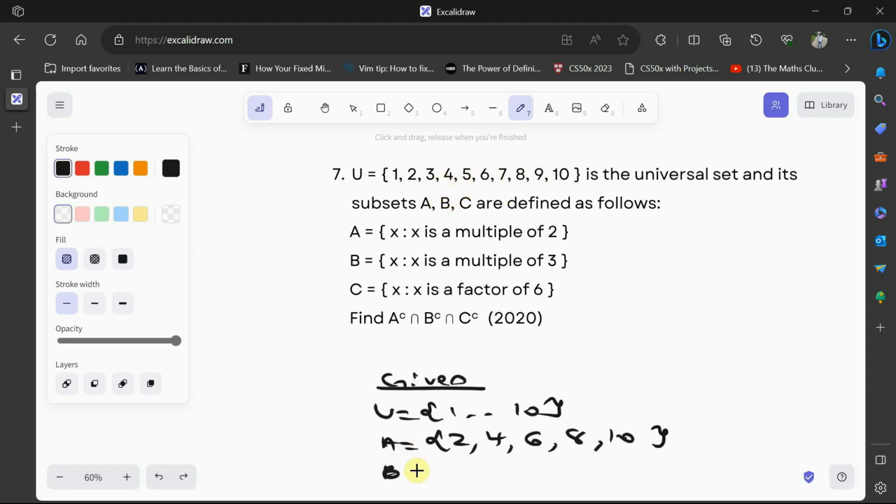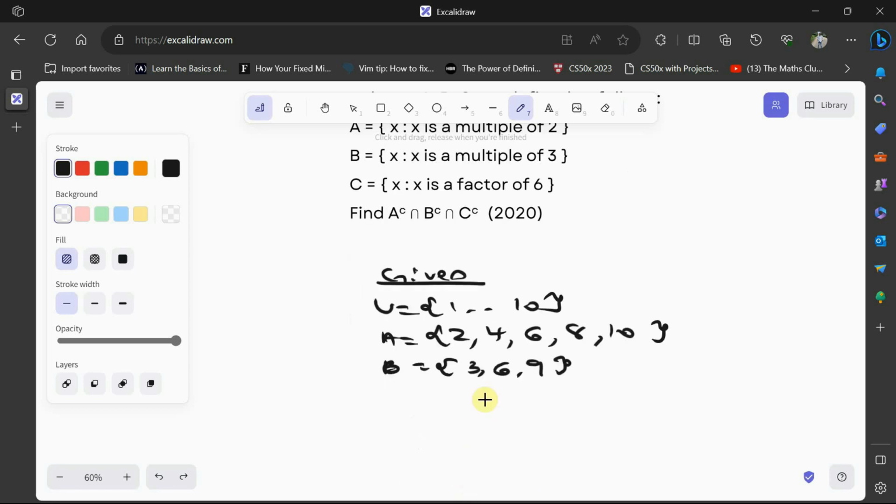So B is the multiples of 3. What are the multiples of 3? 3 times 1, 3. Times 2, 6. Times 3, 9. Right? These are the ones that fall within this range. Remember, if they are subsets, that means they must only contain things that are within the universal set. They must not contain things that are outside the universal set.